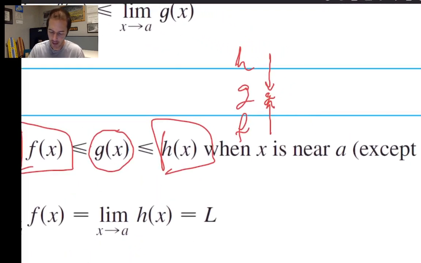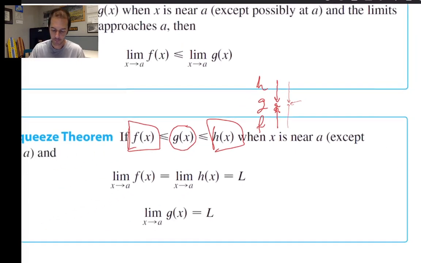And if I can take the h function and the f function, and it so happens that their y values become the same value, well, g still has to be in there, so the y value for the g function must necessarily be the same as f and h. If you take a sandwich and you smash those two pieces of bread together hard enough, there's not going to be anything left between them. It's just going to be bread all the way through. And that's what's happening here.